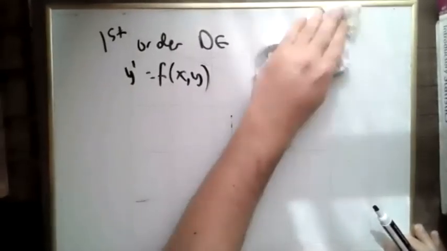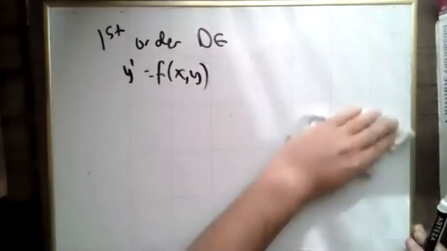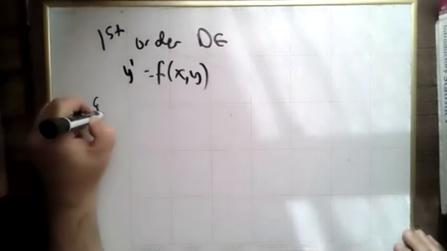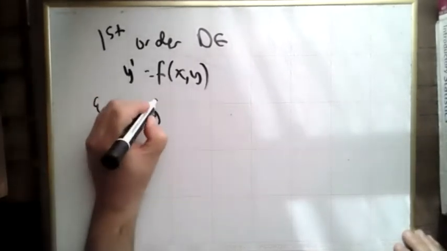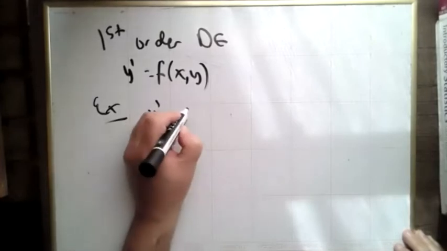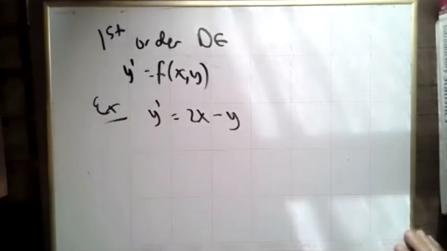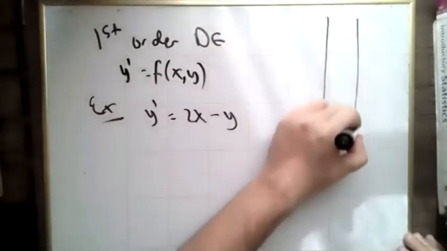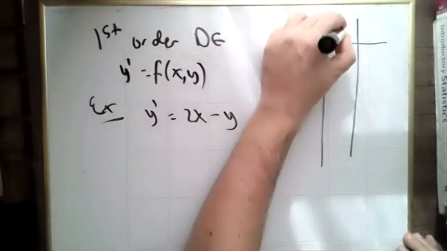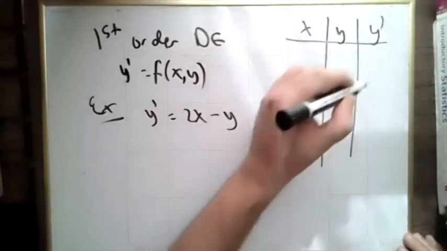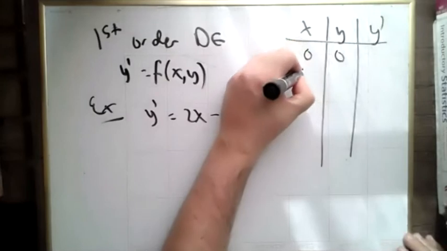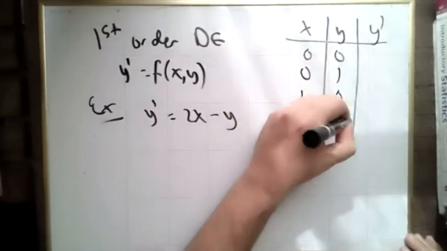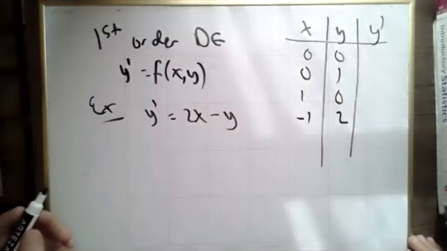Okay, so let's do a quick example. We're not going to plot a whole bunch of points by hand, and then I'll show you some software that will do it for us. So say, for example, we had y prime equals 2x minus y. I'm literally just making up a whole bunch of points here. So maybe we could plug in 0, 0, 0, 1, 1, 0, -1, 2. I think that would be enough.